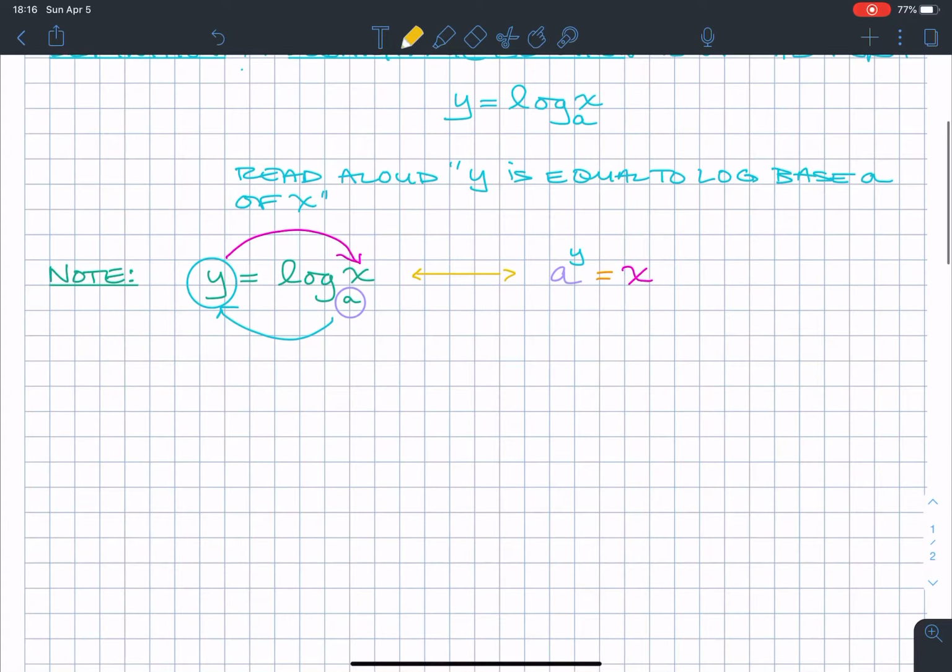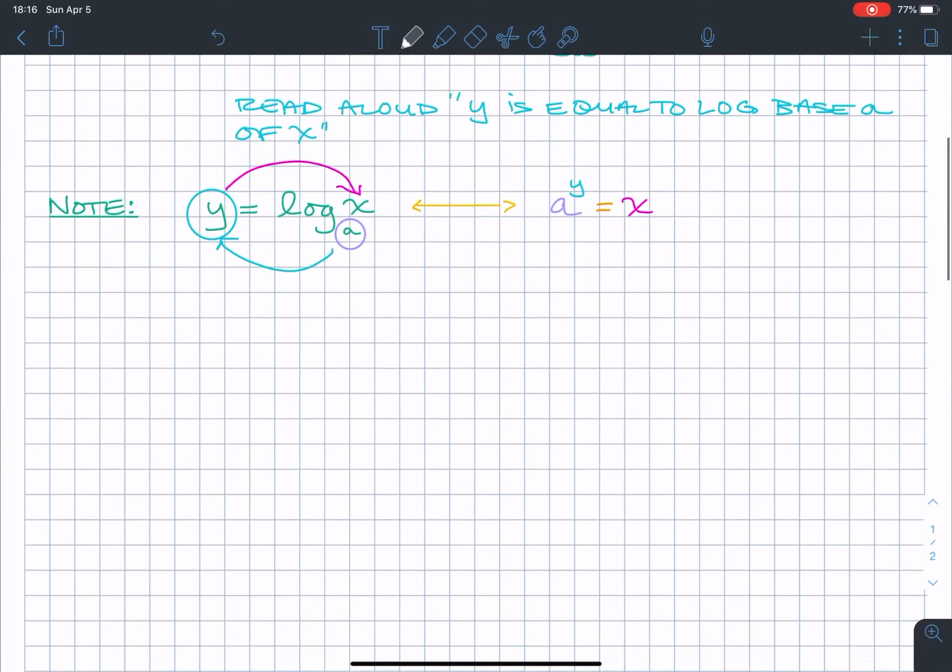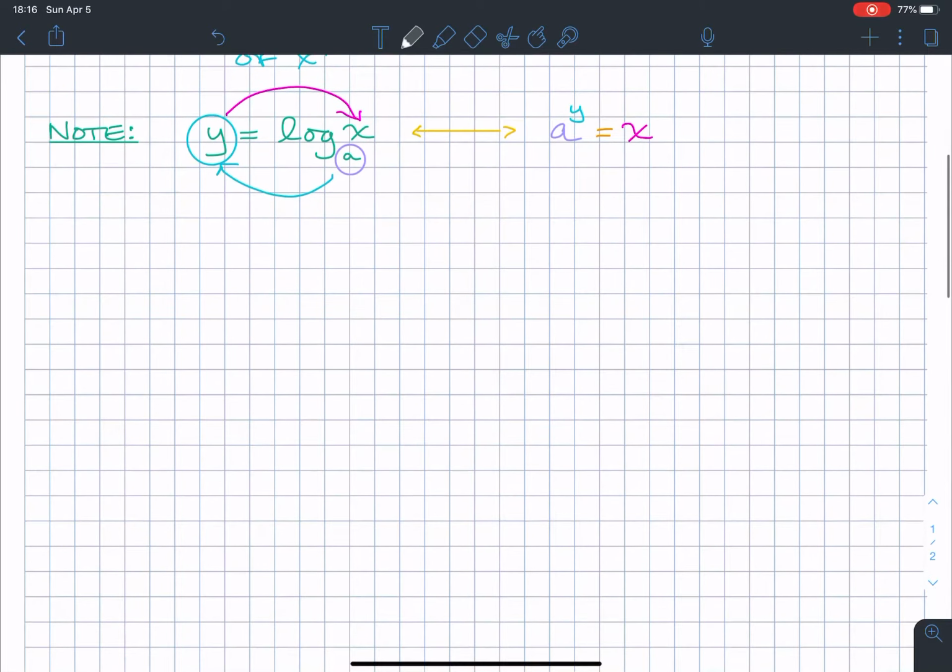Okay, so let's practice this. And it looks like a snail. It goes in a circle. So for example, let's express the following in exponential form.